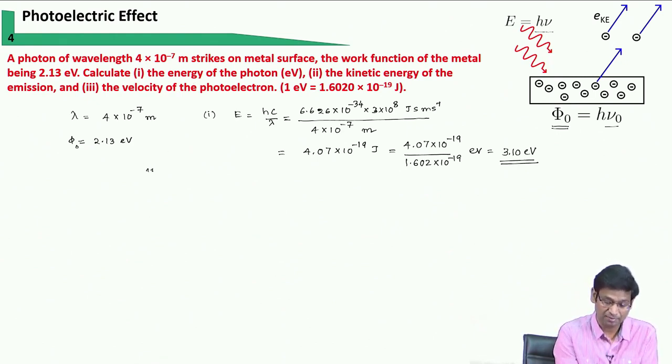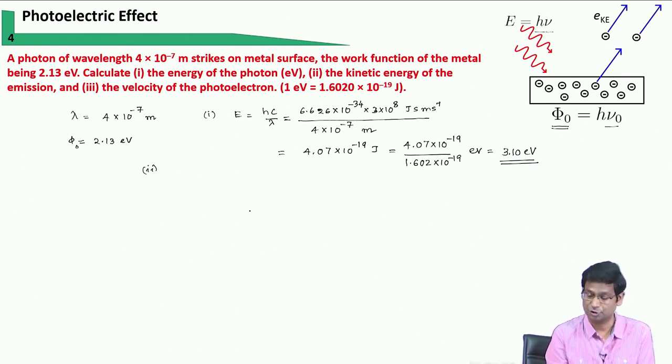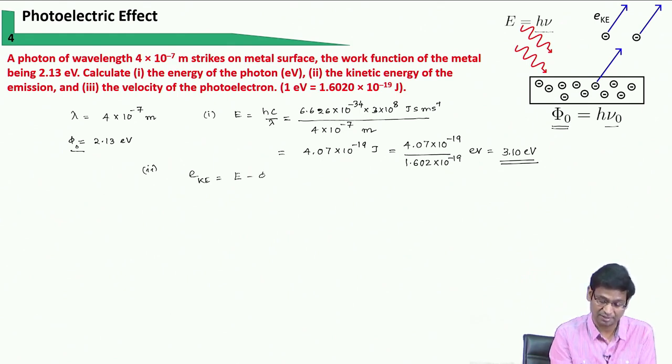Now, looking at the second bit, it is asking what is the kinetic energy of the emission. So, this much light energy we are giving through the light, the work function is phi 0 given here, and the remaining energy will be converted as the kinetic energy of the electron. So, kinetic energy of the electron is E minus phi 0, which is 0.97 electron volt, because phi 0 is 2.13 and this is 3.10 electron volt.